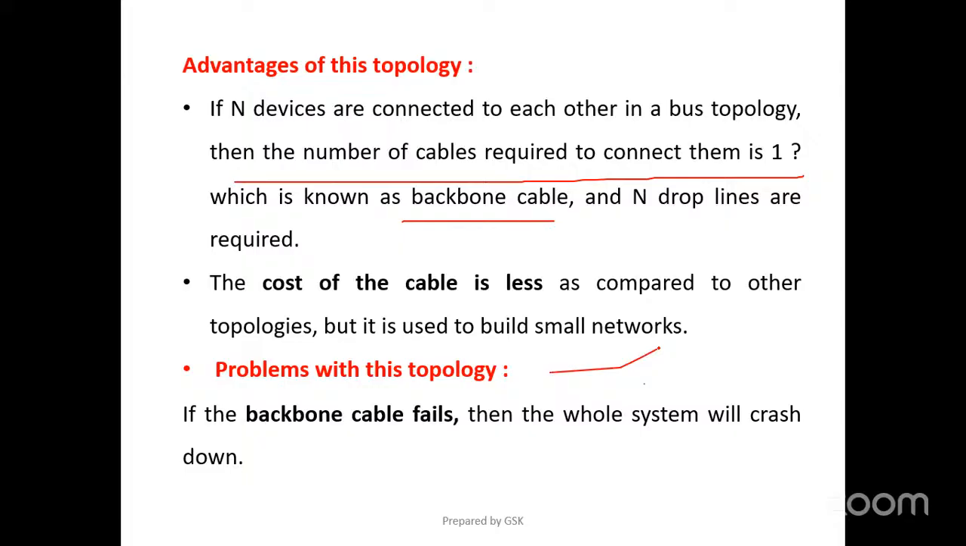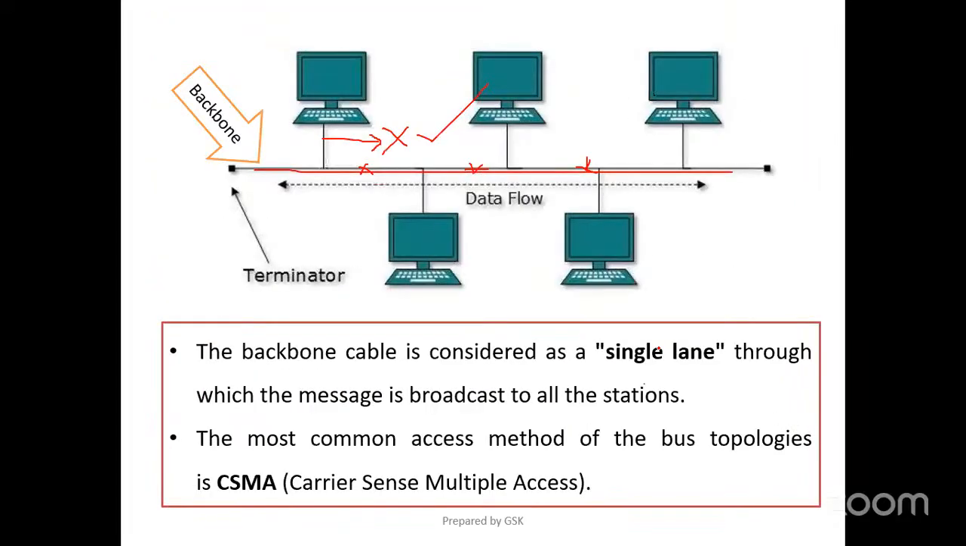Then what is the problem with this topology? Observe this image once. For example, as per this image, 5 systems are connected to this backbone. Let us say there is a problem in this backbone. If there is a problem in this backbone, the entire network will be disturbed. So this is the drawback of bus topology.